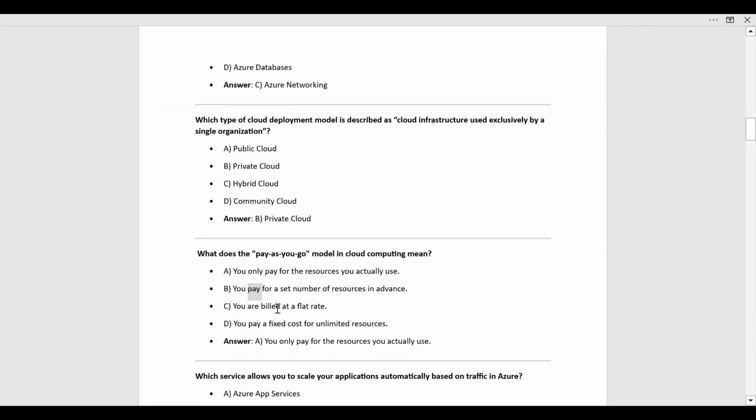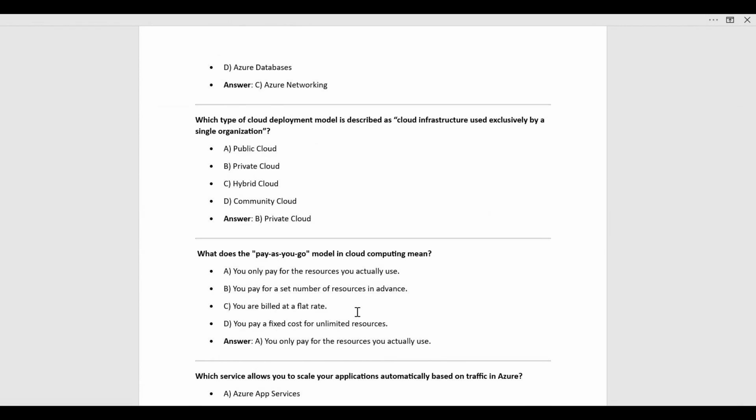And third is you are billed at a flat rate. So irrespective of what you are using or not using, you will have a flat rate. Like every month you will be paying a fixed amount. And finally, you pay a fixed cost for unlimited resources. Like in internet connections or mobile phone voice connections, providers are giving an option, right? Unlimited calls, unlimited SMS. So every month you will be paying some money. So that is the option.